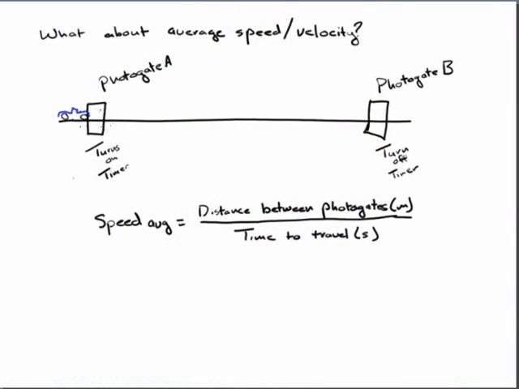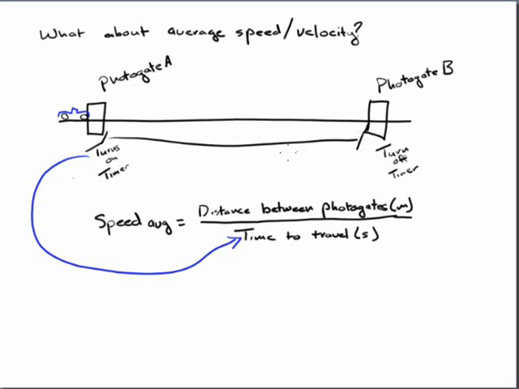Once again, if we set up our CPO track so one photogate turns on the timer and one photogate turns off the timer, the CPO timer is going to give us this information, the amount of time it takes to travel from one to the next. The only information that we need to supply is to take a meter stick and measure the distance from here to here, and that becomes the information on the top, and that gives us our average speed.